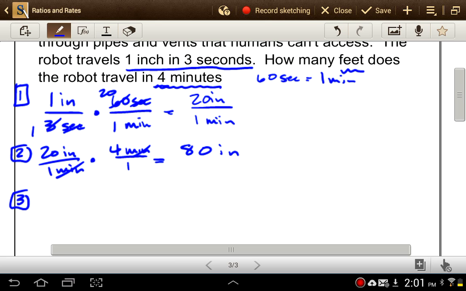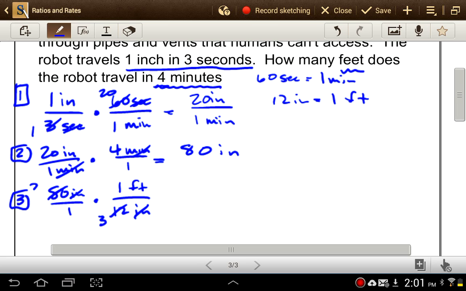So now I'm going to take my 80 inches and put that over 1 because there's no denominator on it, times my conversion rate here. And for this conversion rate, I need to know that there's 12 inches in 1 foot. So I'm going to put the inches on the bottom because I already have inches on top here, and then on top I'm going to put my 1 foot. Now when I divide these, that's going to cross off my inches. My 80 and my 12, I can simplify that a little bit. 4 goes into both of those, so that's going to be 3 and that's going to be 20. So that's going to leave me with 20 feet over 3.